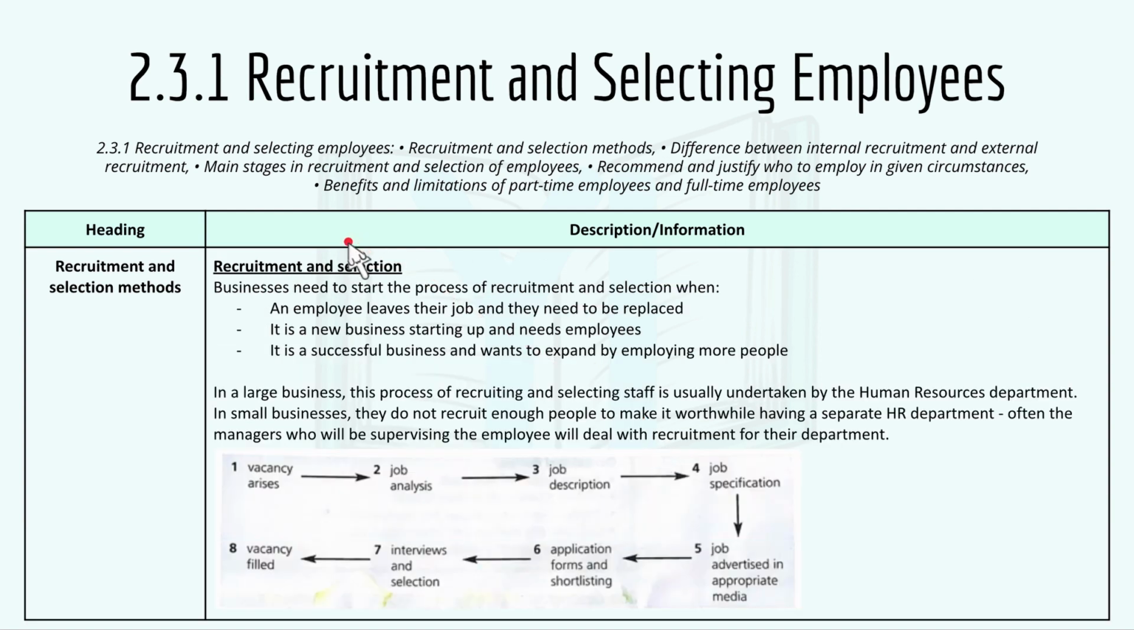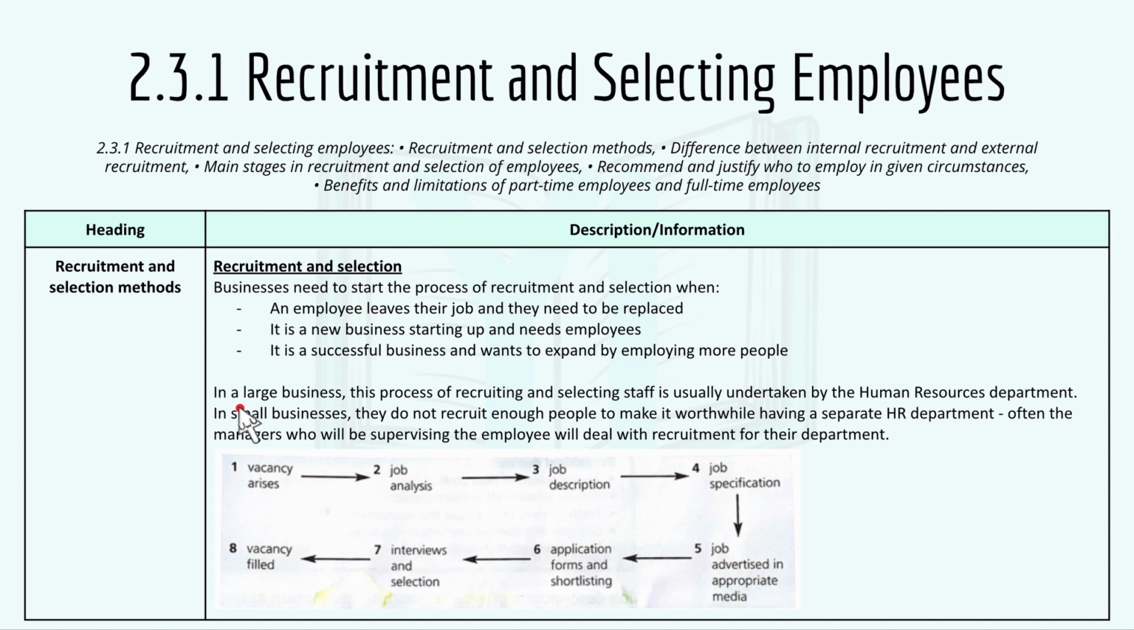Then we have the recruitment and selection process. Businesses need to start the process of recruitment and selection when an employee leaves their job and they need to be replaced, or it's a new business starting up and they need employees, or it is a successful business and wants to expand by employing more people.